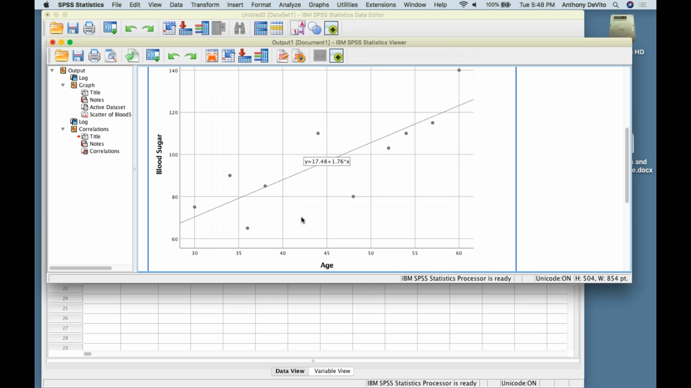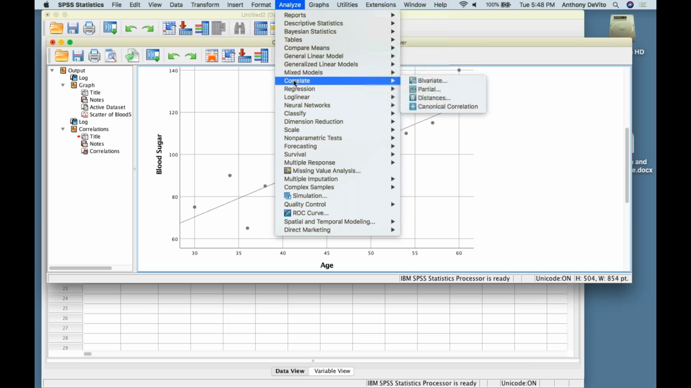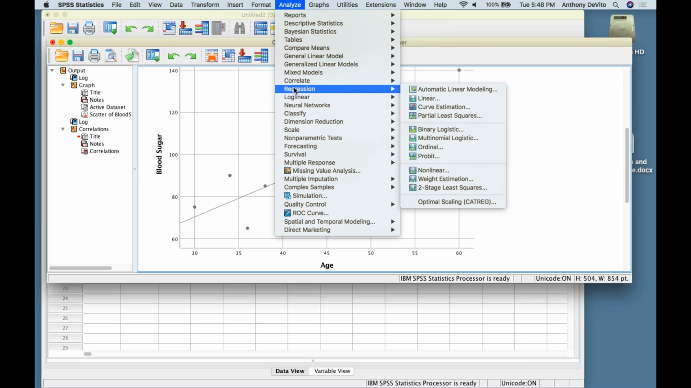Okay, let me get that. Okay, no, I don't want that. Okay, so let's go up here, analyze. I'm going to go down here. Right after correlate is regression, right? Now, we're working with regression, a lot of different kinds of regression. We're working with simple linear regression right now. So I'm going to go over to this selection over here, linear.